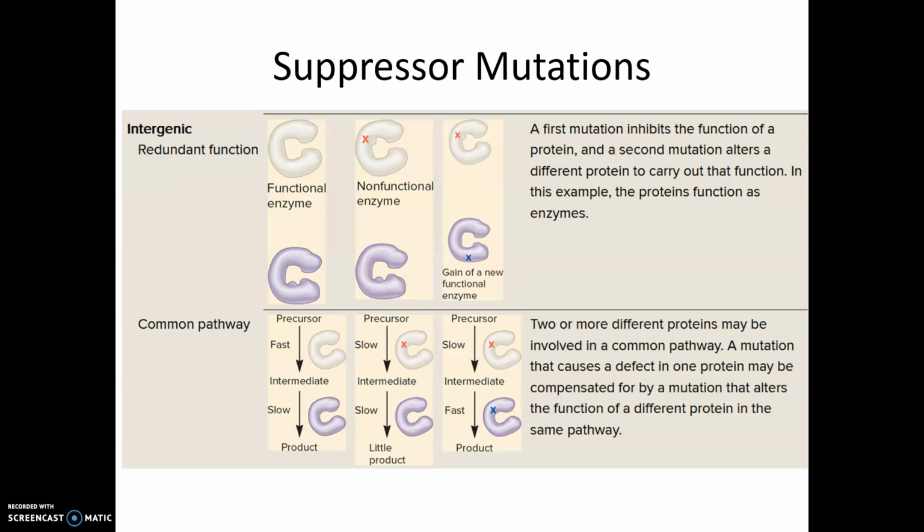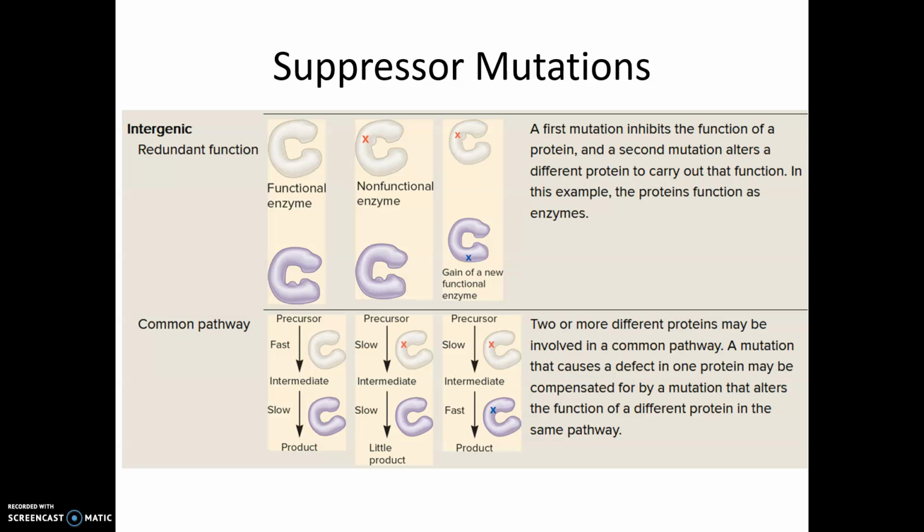One is a redundant pathway. We have two proteins that carry out the same function. So we mutate one and stop it from working, and somehow we mutate another one that is able to carry out the function of the first one, okay? So protein A has a job, protein B has a job. Well, we mutate protein A, it can't carry out its job, but then we mutate protein B so that it resembles the job of protein A, and now it's restored. We can also have them work in a common pathway. So two proteins work in the same pathway.